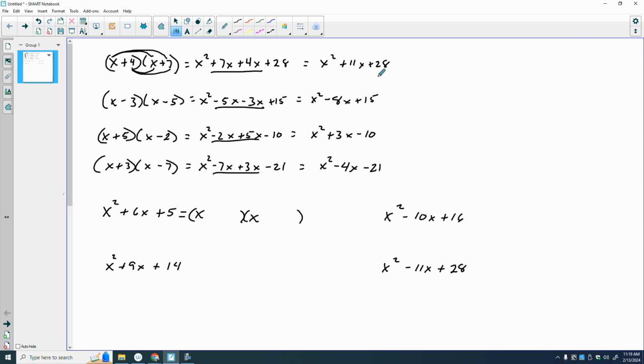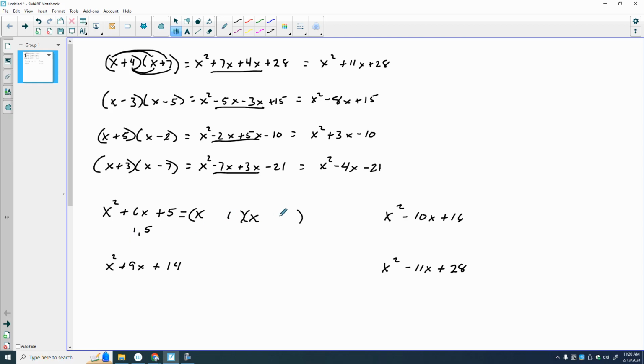Where did the 28 come from? It came from this number multiplied by this number. So whatever two numbers I put here have to multiply together to give me 5. So what are my options? What are different numbers that multiply together to give me 5? Well, 1 and 5 works, and that's it. So either 1 and 5 works, or this thing's not factorable.